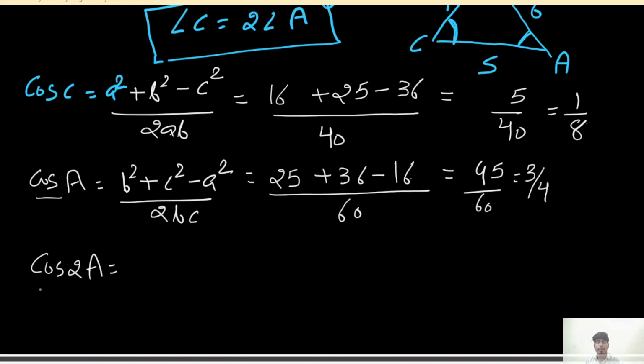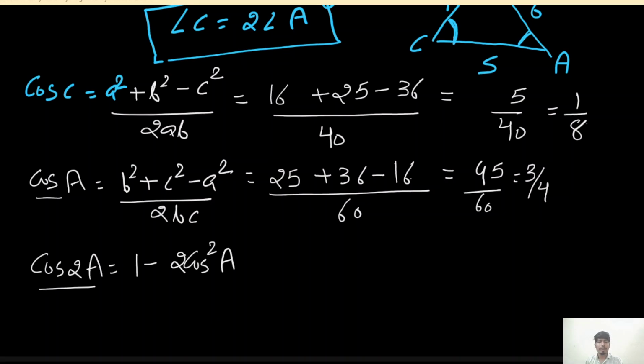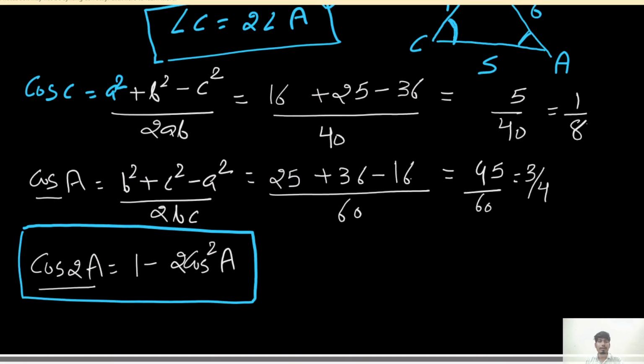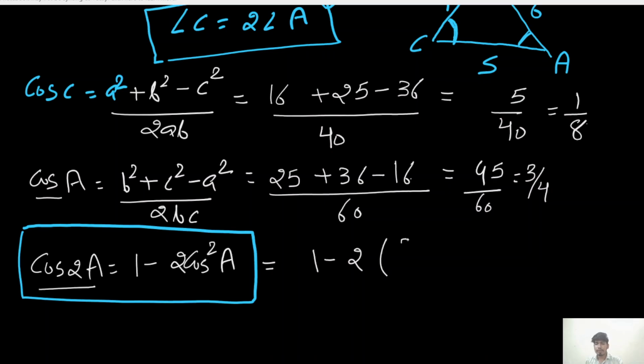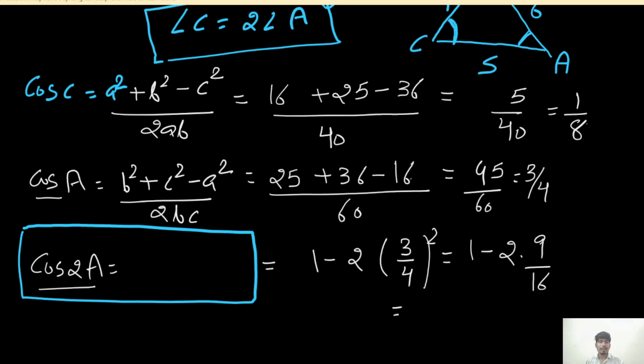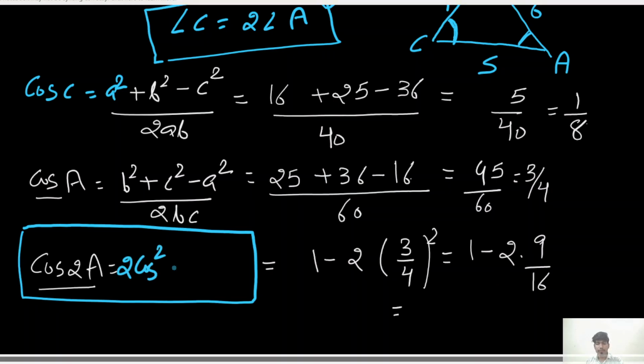Then we know the formula of cos 2 theta is 1 minus 2 cos square theta, means 2 cos square A minus 1. Sorry students, this is our basic identity: cos of 2 theta is 2 cos square theta minus 1. Okay, this identity is 2 of cos square A minus 1.